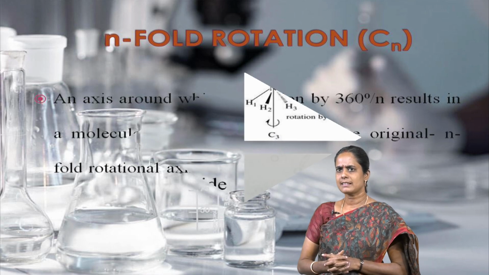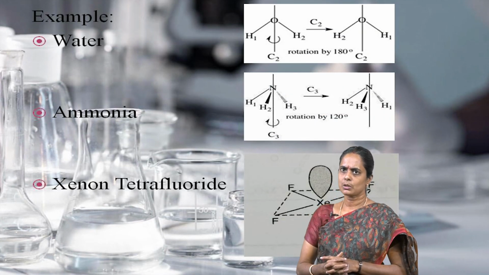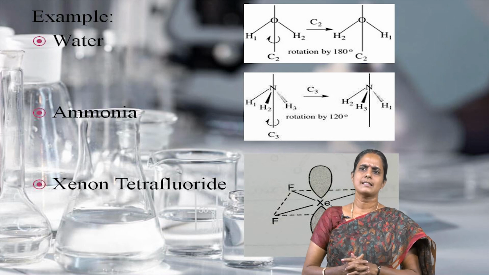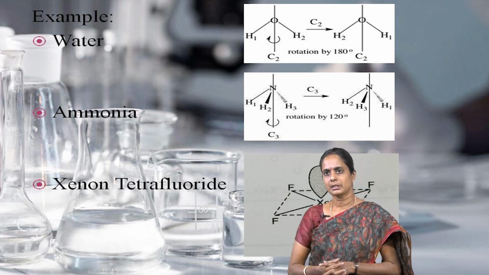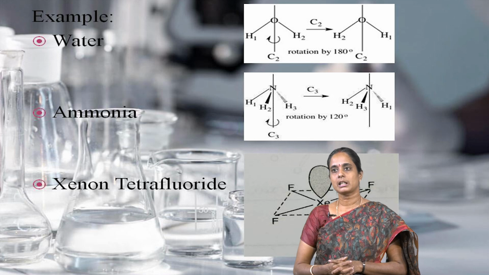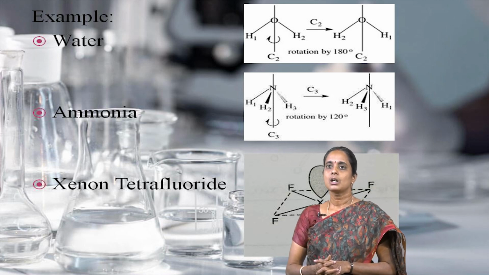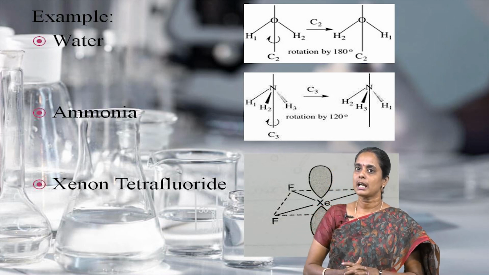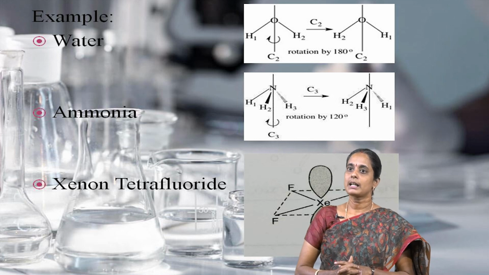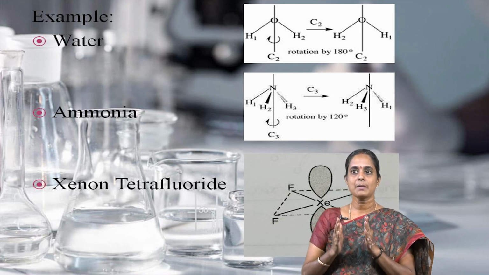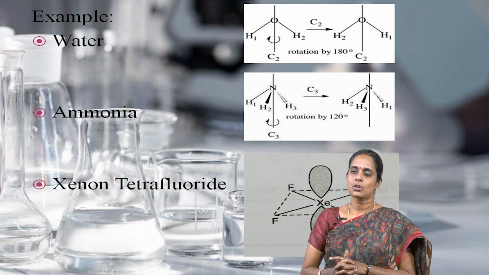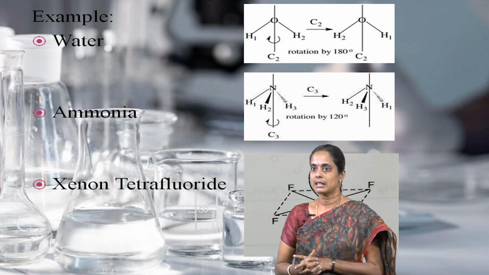Now let us see an example, the water molecule. The water molecule has a C2 rotation, that is a 180 degree rotation. Rotation of the water molecule about the axis by 180 degrees gives the same molecule back. So that is the C2 symmetry element.